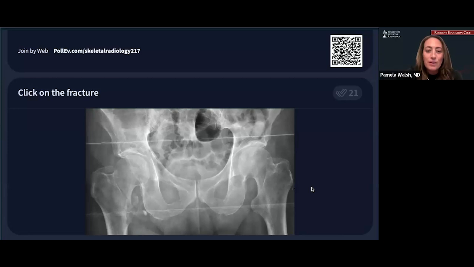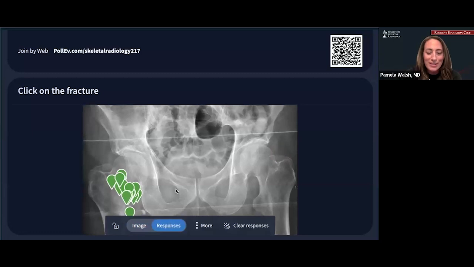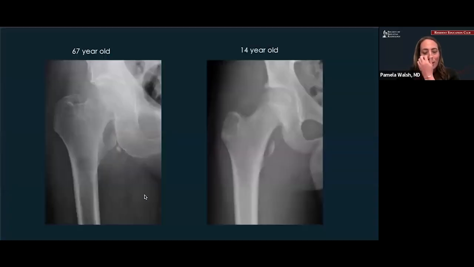Okay. So I'm fairly confident that you guys have clicked in this region here. Click on that little spot that says responses. Oh, excellent. Okay, wonderful. Thank you. So I was right, and you were right that the majority of the arrows or pointers are on that correct region, which was the lesser trochanter. So I believe I have that image.